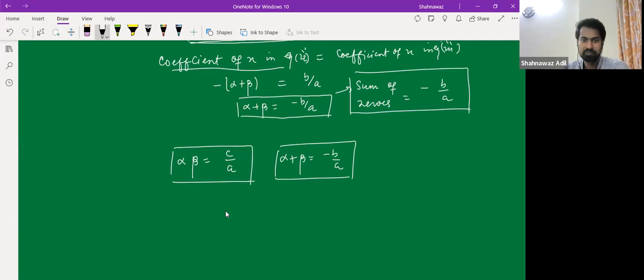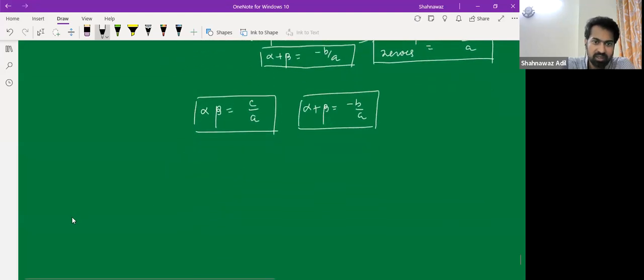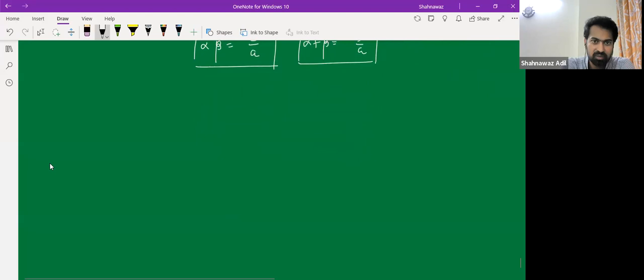Is that clear? Yes, it is. Okay, so now we have this cubic equation, right? In the second exercise, we have two kinds of polynomial or equation. One is this quadratic equation, and the second one is this cubic equation. So let us understand the relationship between the zeros in the cubic equation.